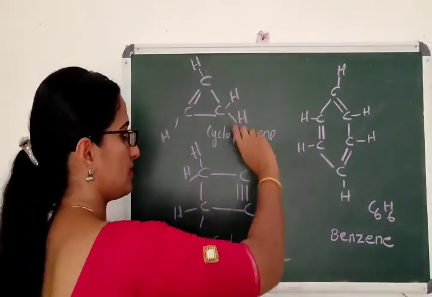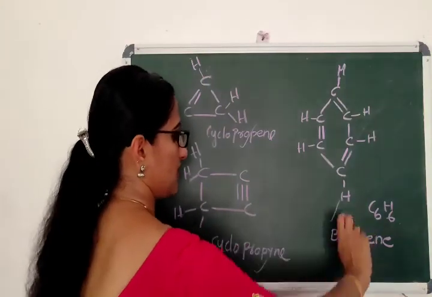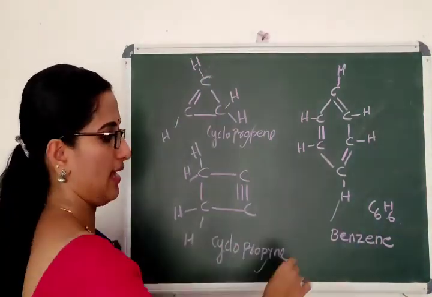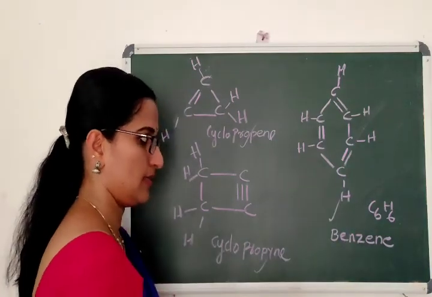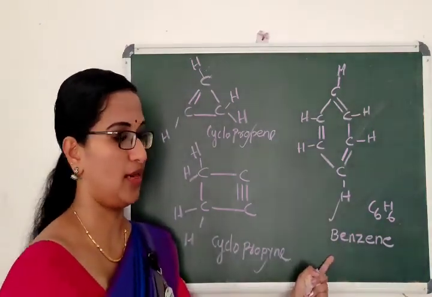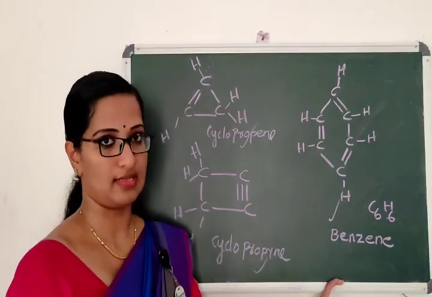And these three are examples of unsaturated hydrocarbons. Benzene is the best example which is in your syllabus. The properties of benzene and all you will study in the higher classes.